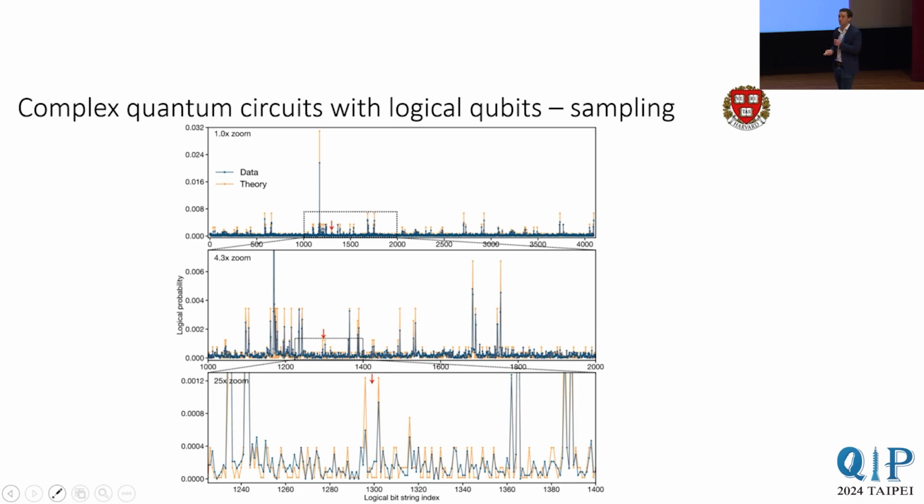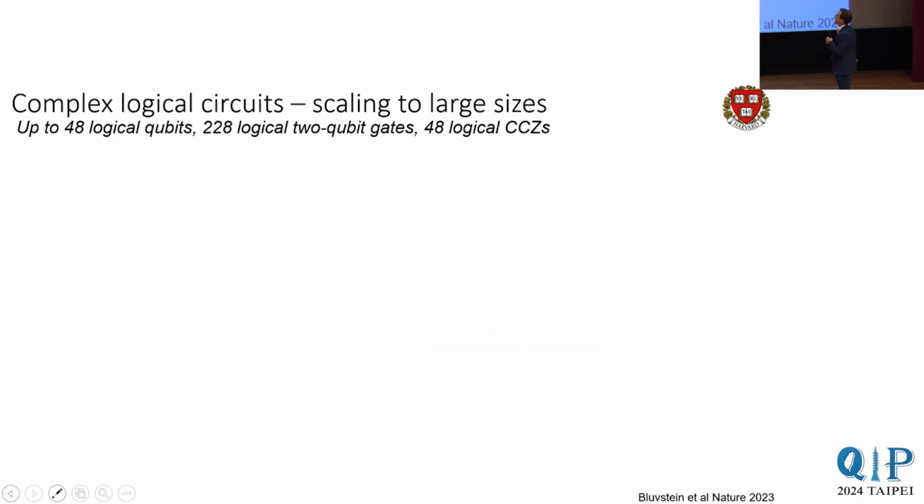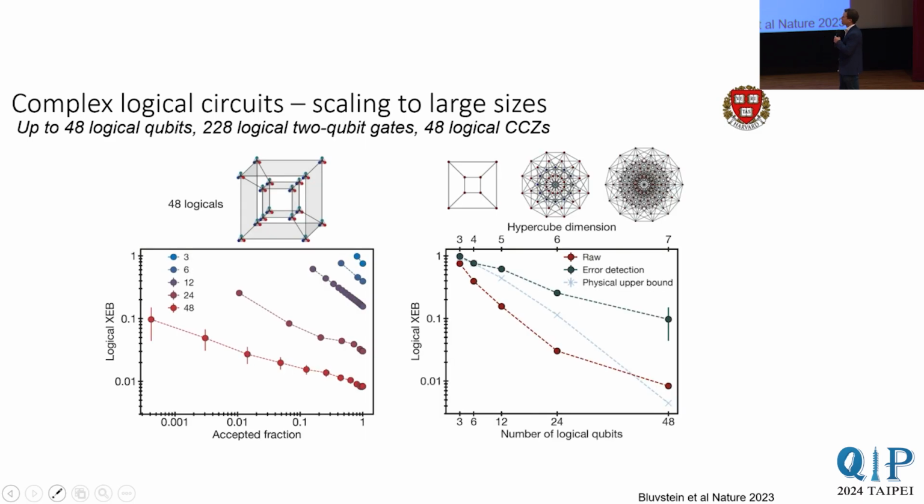And this is, again, not something that we see with our physical qubits. So that's kind of one way of looking at the data. Now, that was all 12 logical qubits. Now we'll scale to 48 logical qubits and these hundreds of logical entangling gates.